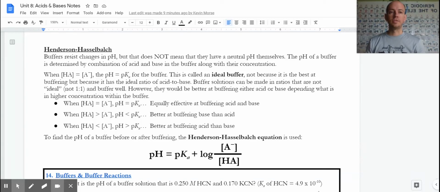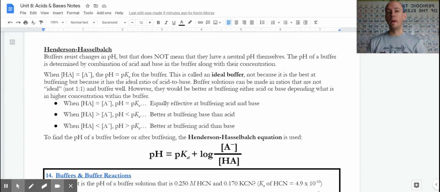As I said in the previous video, the pH of buffers isn't always 7. They resist changes in pH, they neutralize invading acids and bases, but that doesn't mean they have to have a neutral pH themselves. The pH of the buffer is determined by what acid and base combination, weak acid with its conjugate base or weak base with its conjugate acid, you have, and also what their concentrations are.